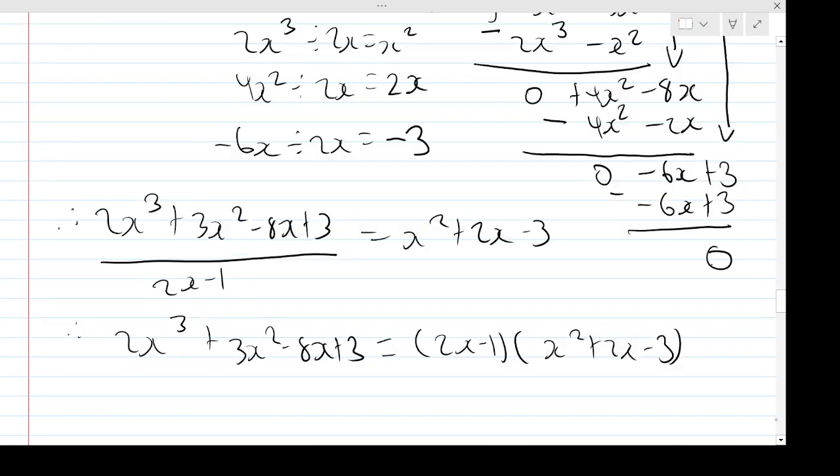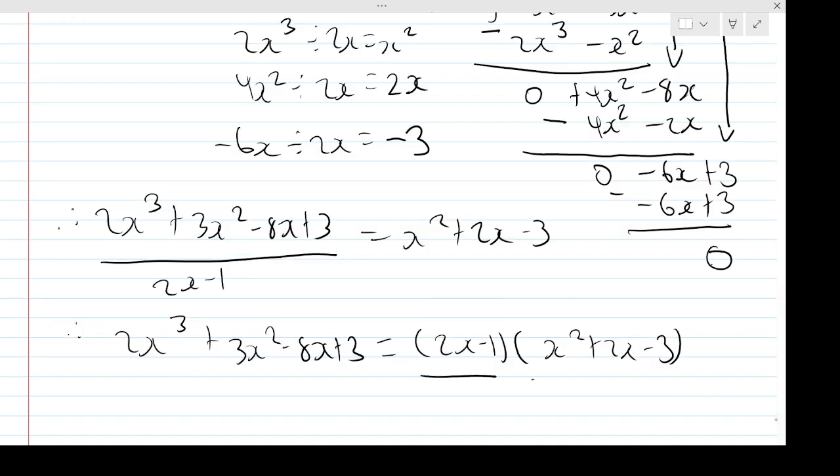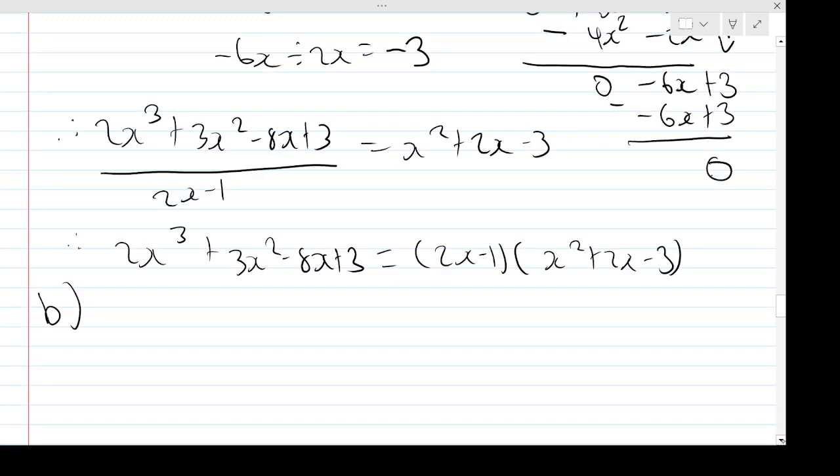Well, what else can be factorised here? Well, not the 2x minus 1, but this is a quadratic. I should be able to factorise that. So then I need to consider the factors. No, sorry. So I have x squared plus 2x minus 3. I want to factorise that.